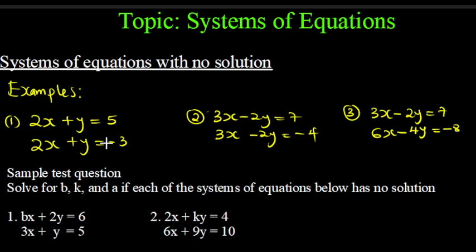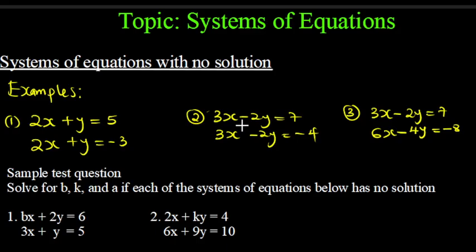Also, when these equations are plotted on the graph, both of them are parallel to each other, which means they can never meet. This one has a y-intercept of 5. This one has a y-intercept of -3, but they are parallel to each other and can never meet.